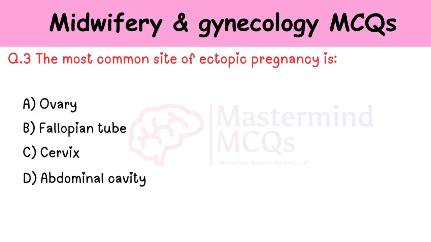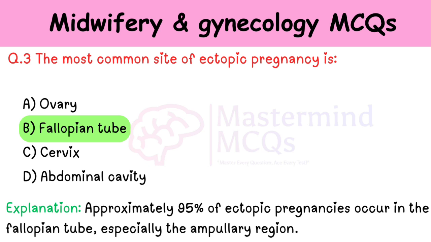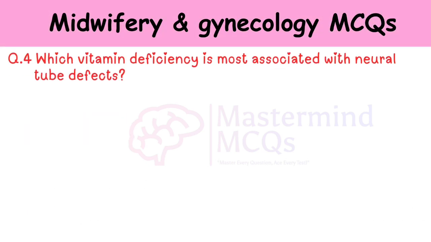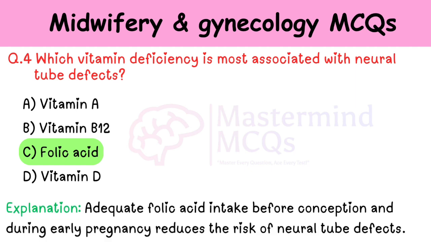The most common site of ectopic pregnancy is B. Fallopian tube. Which vitamin deficiency is most associated with neural tube defects? C. Folic acid.